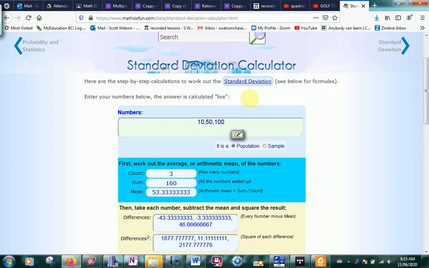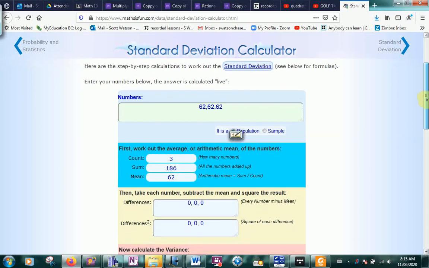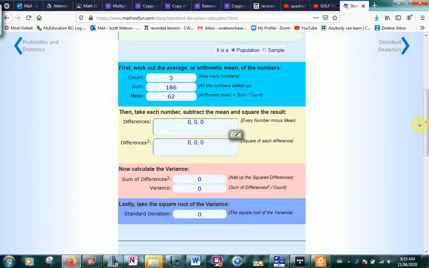So let's see. 62, 62, 62. Again, there's the mean. Of course, the range is 0. What's the standard deviation? 0. There is no variance here. There is no dispersion about the mean. It's 62.